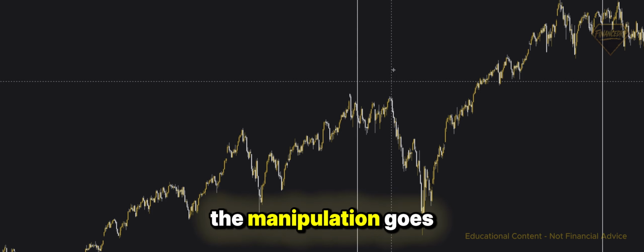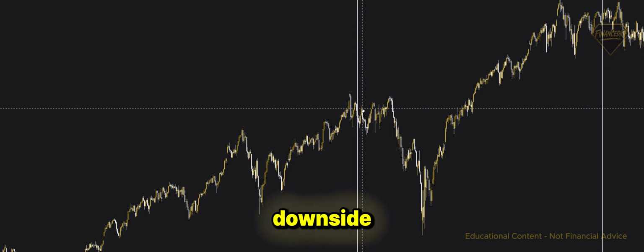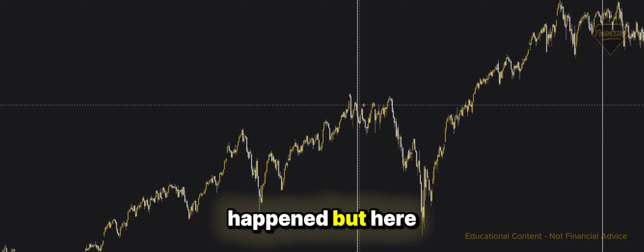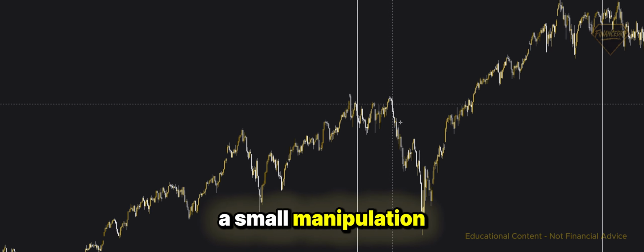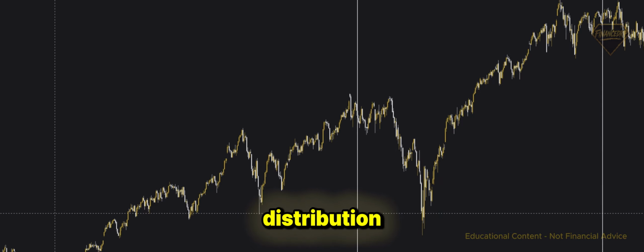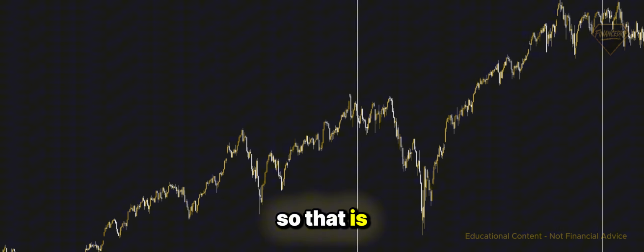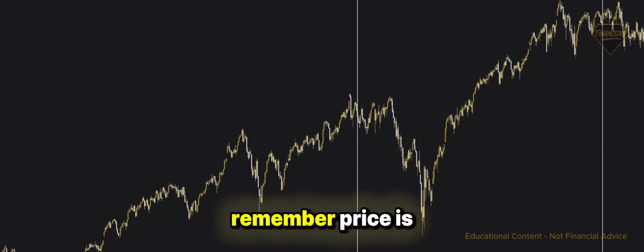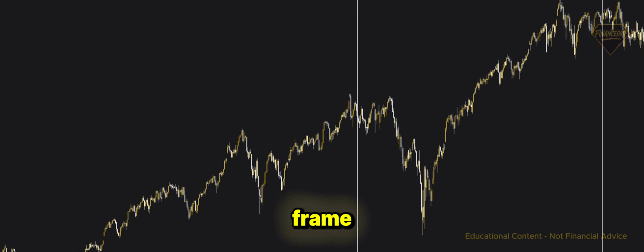But imagine we're actually standing here. You might think, oh, the manipulation goes to the upside and then we go into the downside. That's not what happened. But here was a smaller range and we had a small manipulation and a distribution. So the manipulation was also the distribution. So that is very important to understand, that within an AMD you find another AMD. That's what we call fractal. You have to remember, price is fractal. What happens on the higher time frame also happens on the lower time frame.